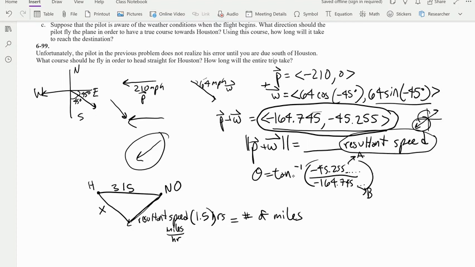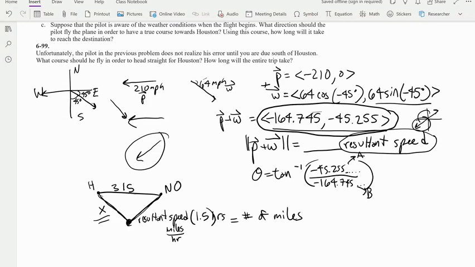And then you're not even going to use vectors anymore. You're basically just going to use the law of cosines to find this side here to figure out how far away from Houston you are. So figure out how far away from New Orleans you are using resultant speed times 1.5, and then use the law of cosines to find that third side.